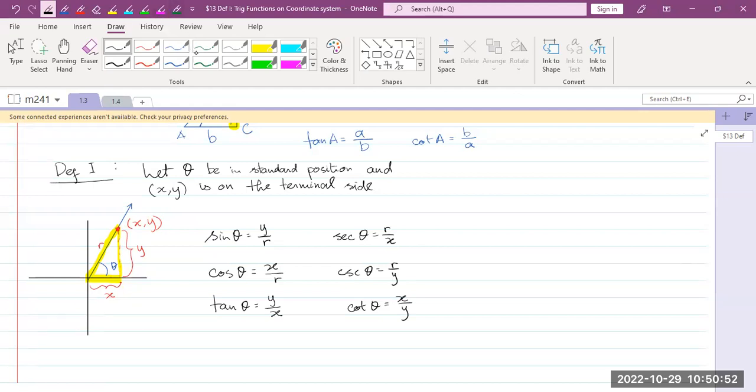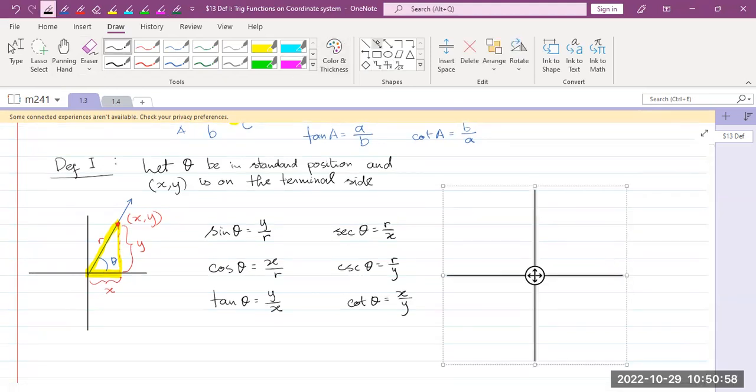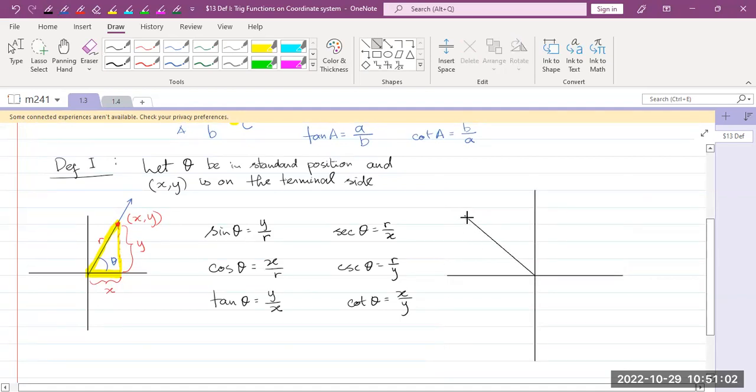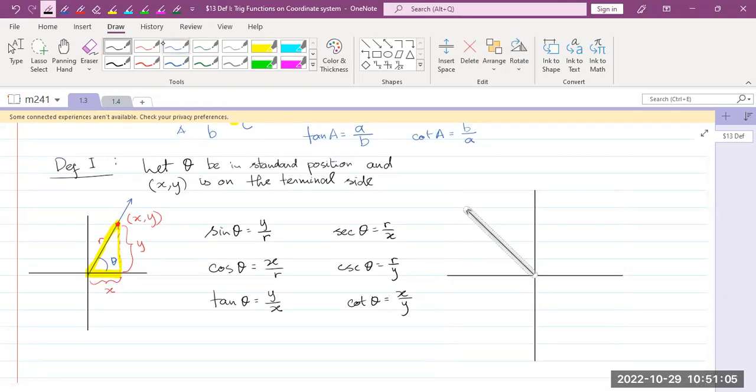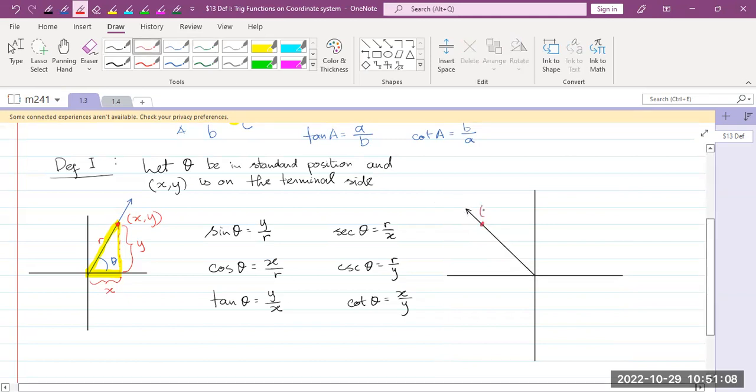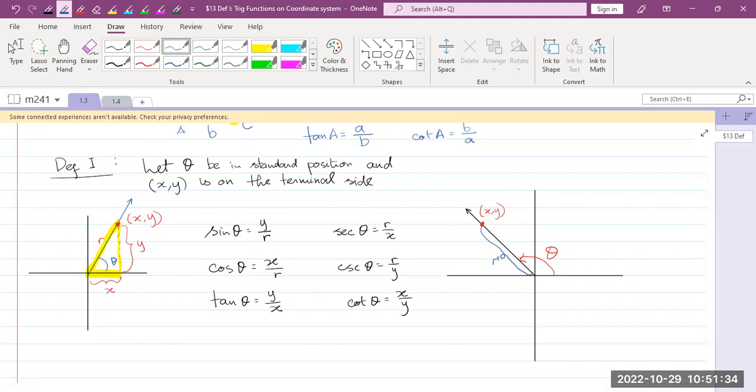Maybe in quadrant 2. So let's say we have this instead. And let's say this is our coordinate x comma y. Now the angle in standard position, the theta angle in standard position, is this one here, which is more than 90 degrees, right? Now the sine of this angle theta, even though theta is in quadrant 2, will be the value of y divided by the radius, the distance from the origin to that coordinate, and so forth.